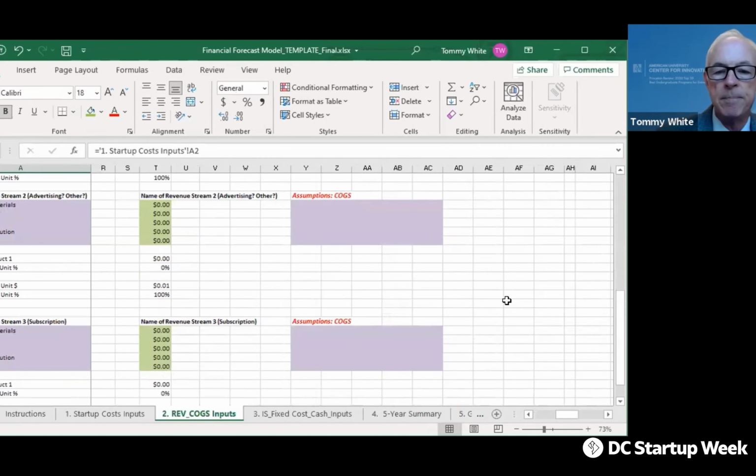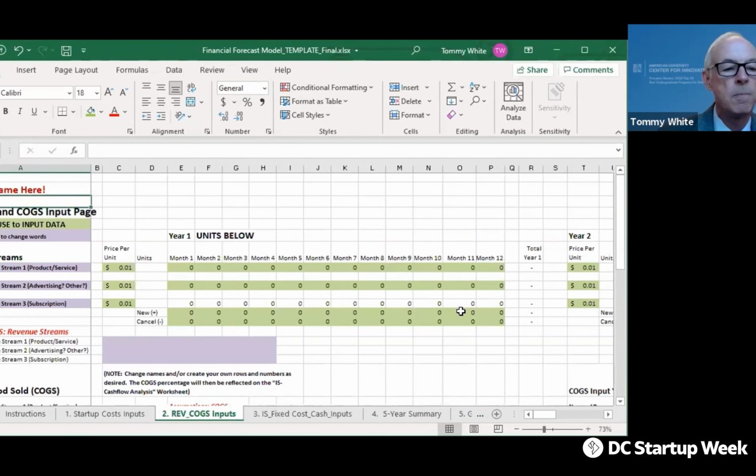In the second tab, this is our revenue and cost of goods sold tab. Okay, so again, everything in green, you put in numbers, and everything in purple, you can put in names. I've given you 3 revenue stream options as a starting point. Obviously, you can add more. You can maybe only have one, whatever it is, it's fine for you in terms of what you have here.